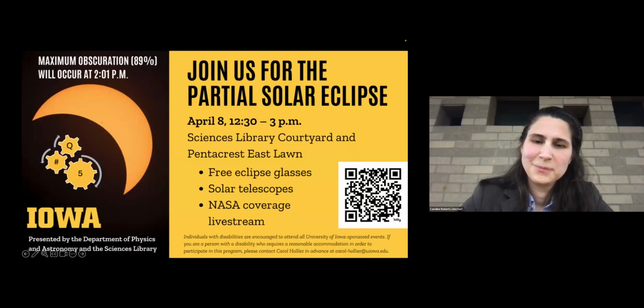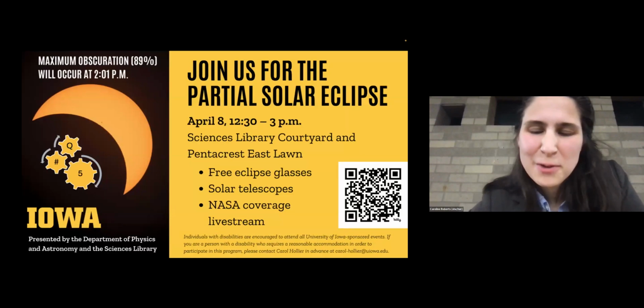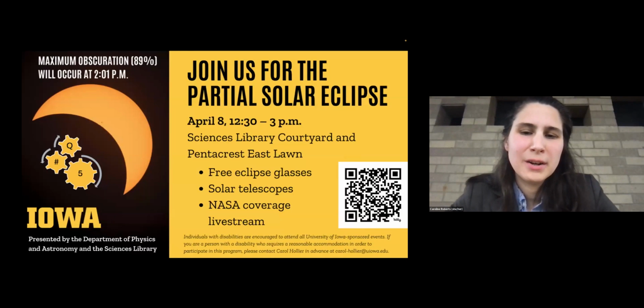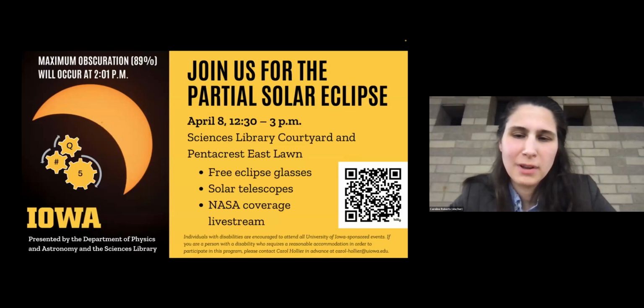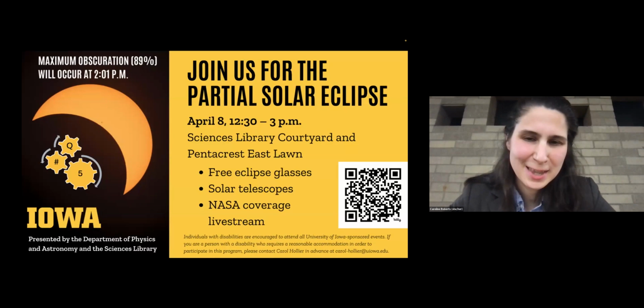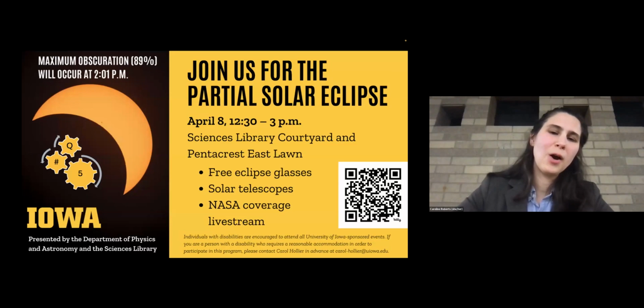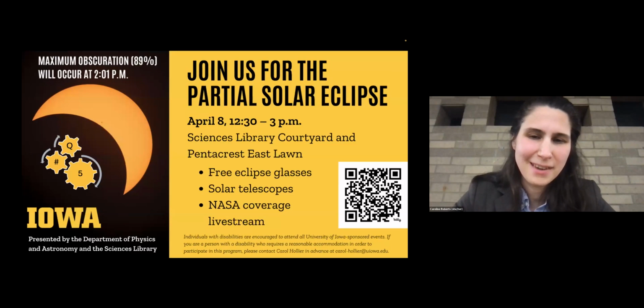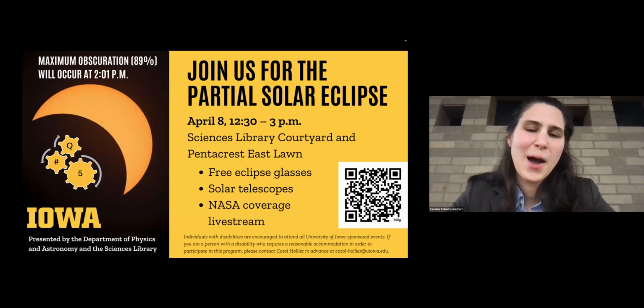If you happen to be anywhere near Iowa City on April 8th, we invite you to the University of Iowa Pentacrest, East Pentacrest, and the Sciences Library Courtyard. We'll be having our partial solar eclipse event there and then.